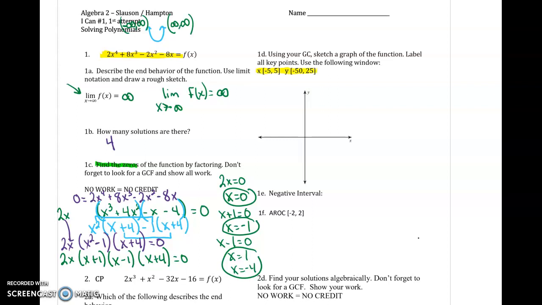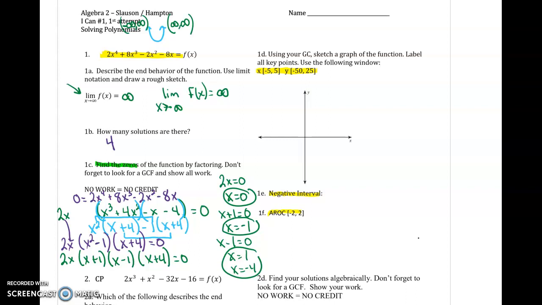Now, normally when we do this, I want us to find all of the important points, but just reading ahead, and I want to keep this video short, I do notice that I only have to find the negative interval and the average rate of change. So I won't be finding all the key points due to that.